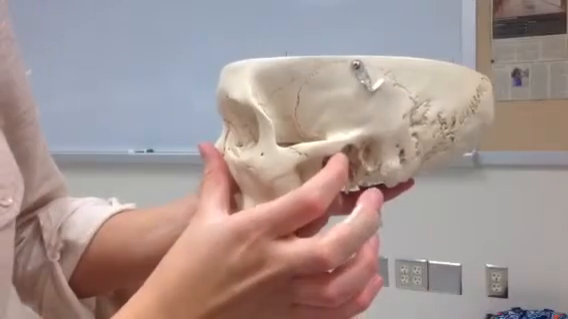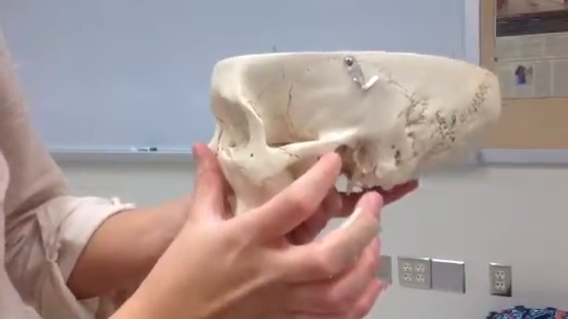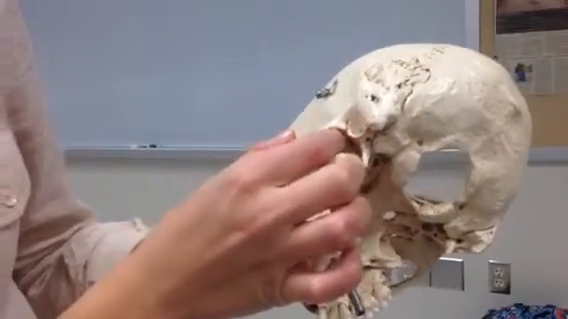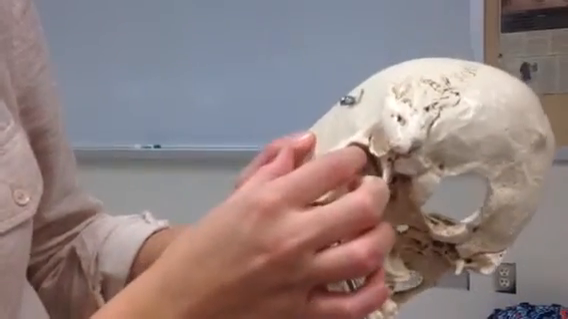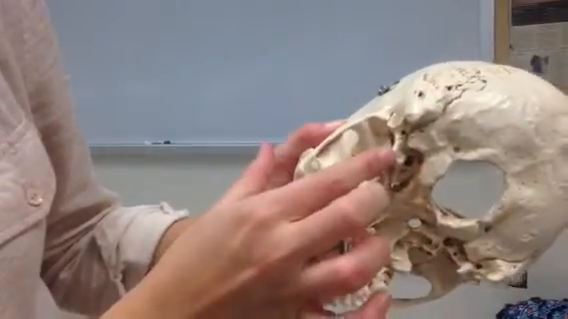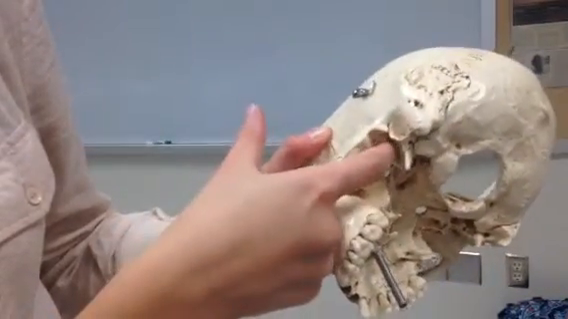the articular tubercle, the mandibular fossa is where the mandible connects. The petrotympanic fissure is between the styloid process and the mandibular fossa, so right in there.